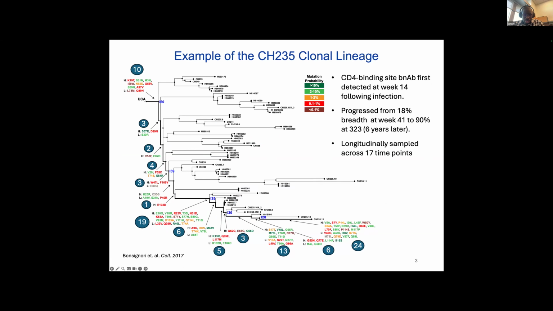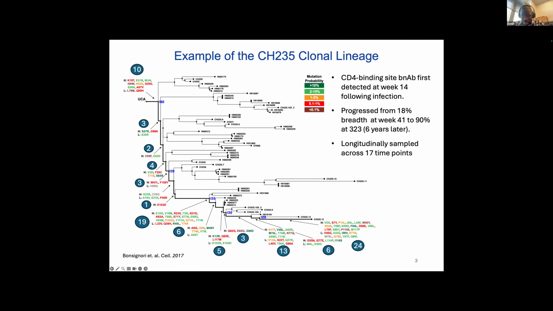So to ground us a little more, this is the CH235 antibody. The CH235 is a bnAb targeting the CD4 binding site of HIV. It was first detected 14 weeks post-infection in the patient and underwent a 6-year maturation process, ultimately reaching maximum potency and breadth at week 323. To characterize this lineage, sequences from 17 time points were analyzed.